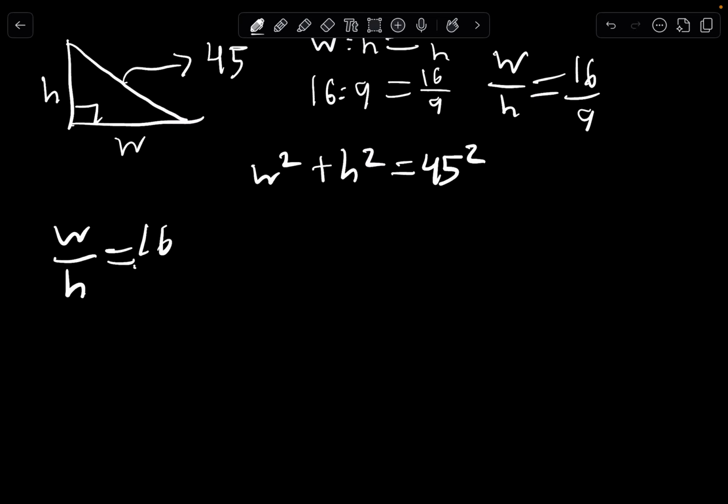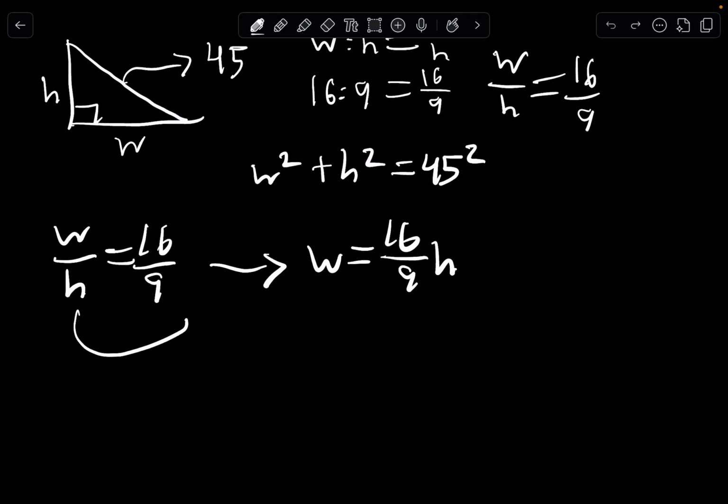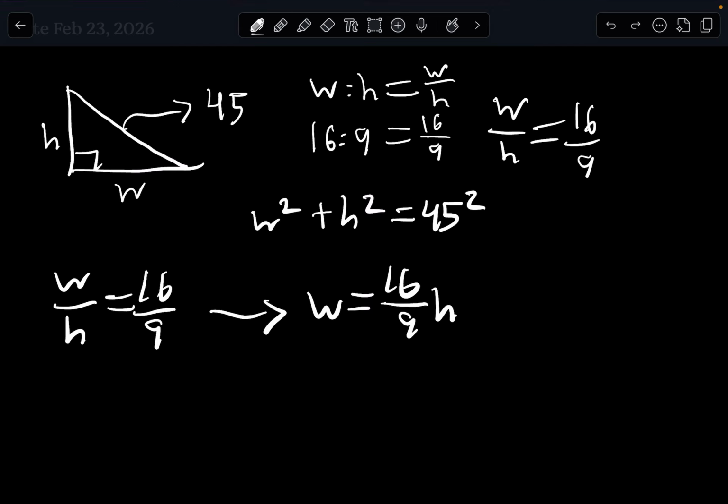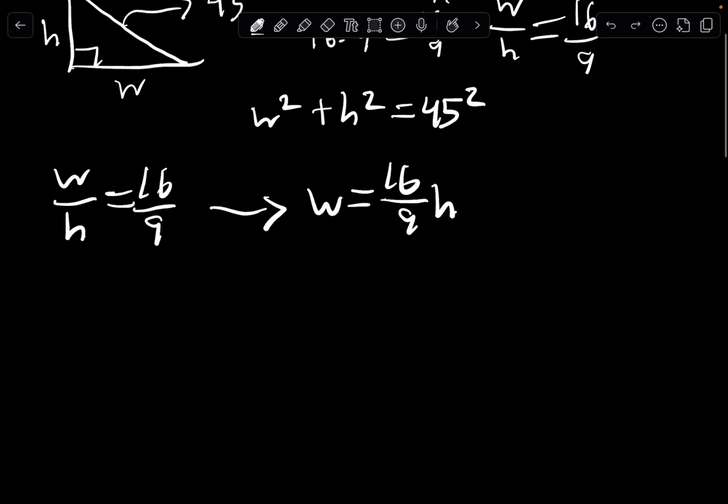We can rewrite this as w equals 16/9 h, right? Because we multiply h on both sides. So w over h times h cancels out the h, and then you just move the h over here. Now we can substitute this into here, solve for our h, and then solve for our w. In principle it's simple, but it's gonna be kind of lengthy because you have some pretty stupid numbers up in here.